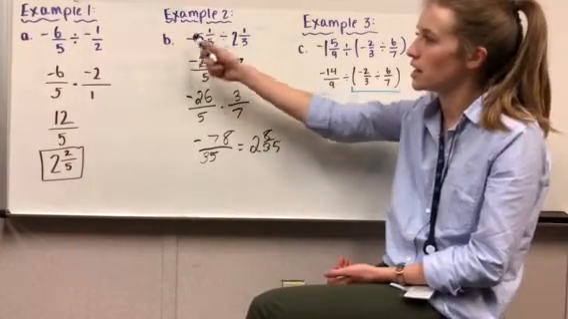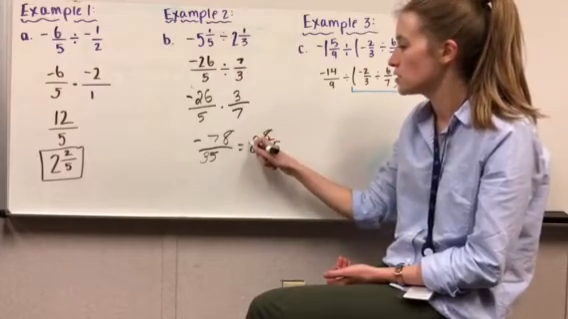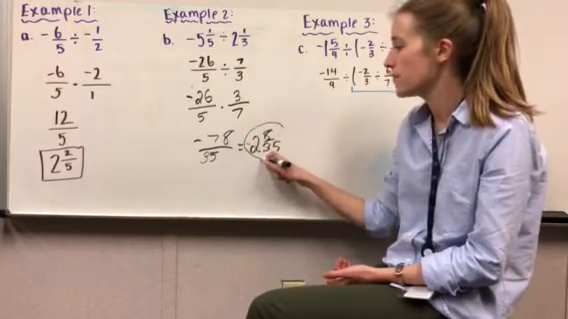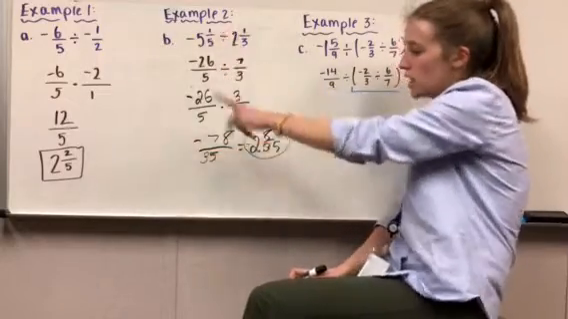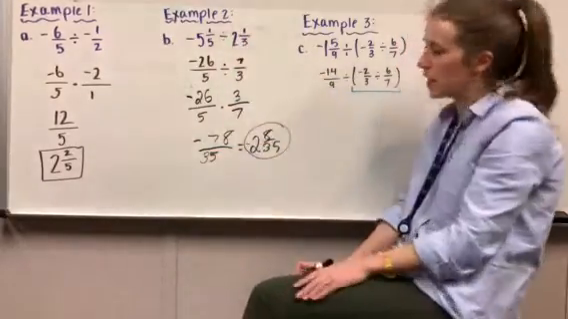Now, I had a negative divided by a positive. That tells me that my final answer is negative. Again, you have two options. You can keep your negatives with you the whole time, or at the end, just say, is it still negative or positive?